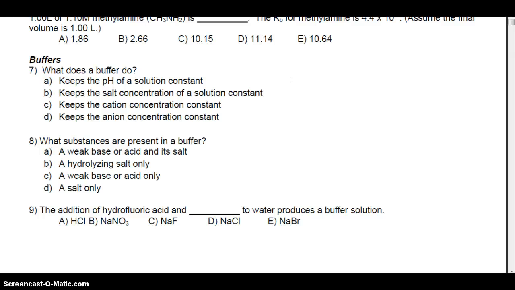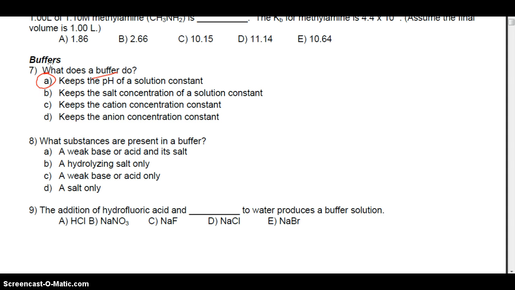So the first one's pretty much an easy one. It says, what does a buffer do? So asking for just the general definition of what a buffer does. Our choices are keeps the pH of a solution constant. That's not too bad because buffers do resist changes to pH. Keeps the salt concentration of a solution constant. That's not necessarily true. And then the last two say keep the cation and the anion concentration constant. Neither of those are true, so our best answer would be A.